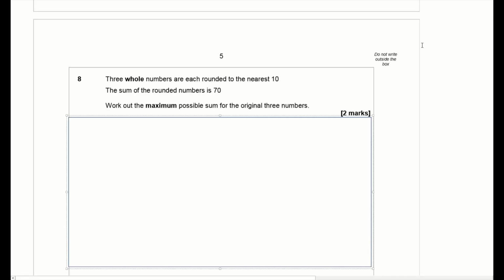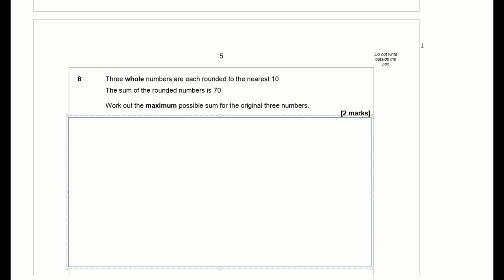Question 8. 3 whole numbers are each rounded to the nearest 10. The sum of the rounded numbers is 70. Work out the maximum possible sum for the original 3 numbers. Now, notice that they've actually put whole numbers. They've written that in bold. There's a reason for that. That's to tell you that first of all you're only dealing with integers, but it's also got implications for the way you consider how you would round the number.